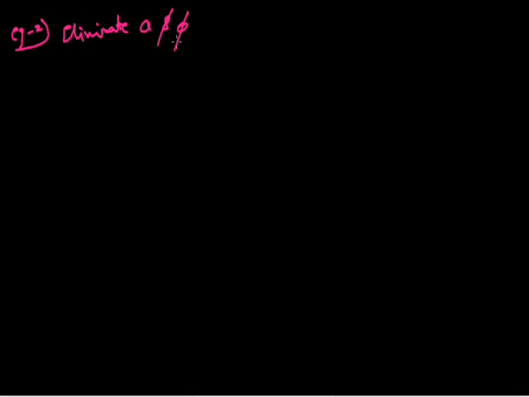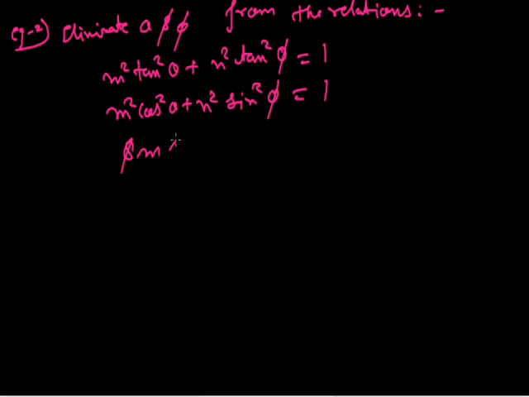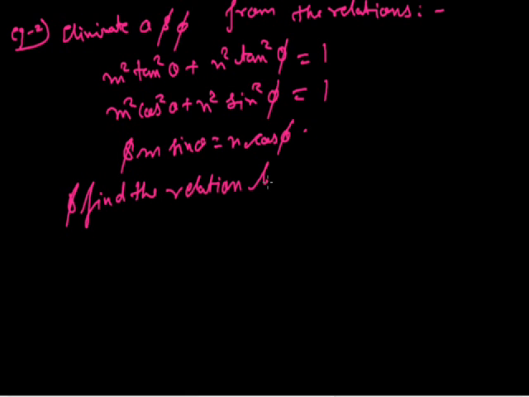Eliminate theta and phi from the relations m square tan square theta plus n square tan square phi is equal to 1, m square cos square theta plus n square sin square phi is equal to 1, and m sin theta is equal to n cos phi, and find the relation between m and n.